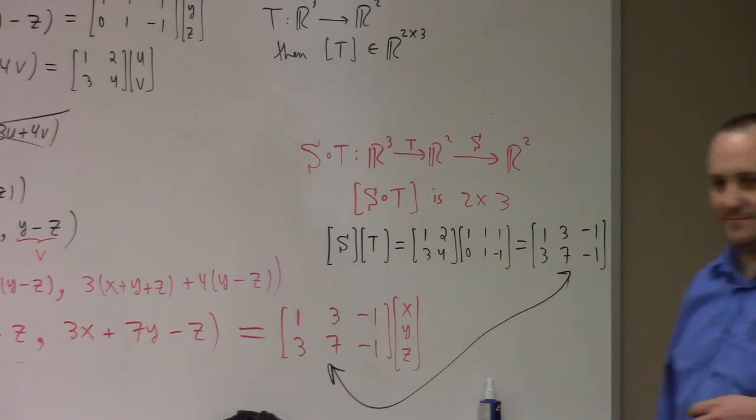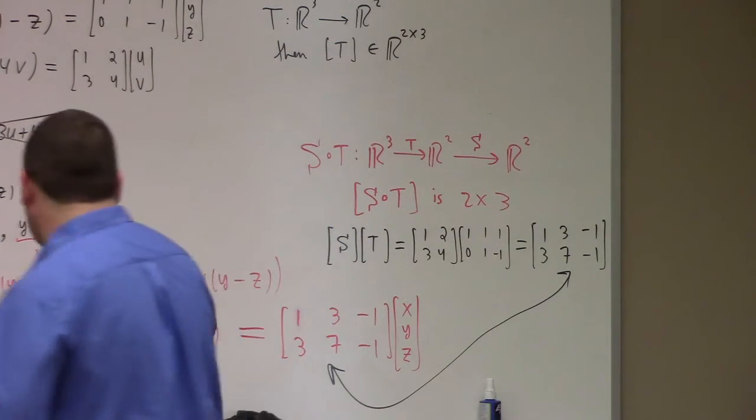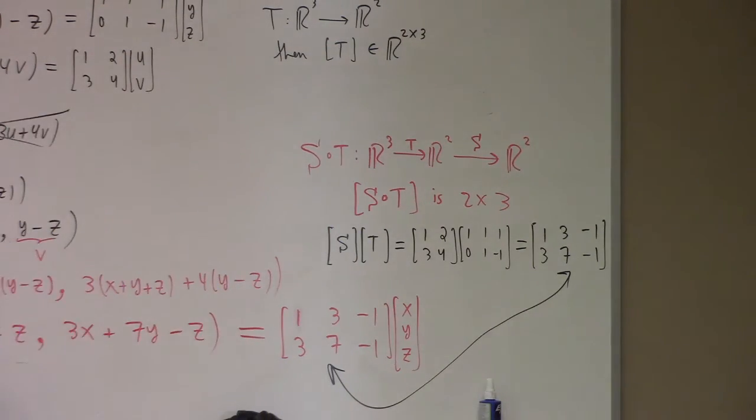So wait, this basically means the matrix multiplication is the same as function composition. Right. That's why it's not reversible. That is a very good viewpoint.